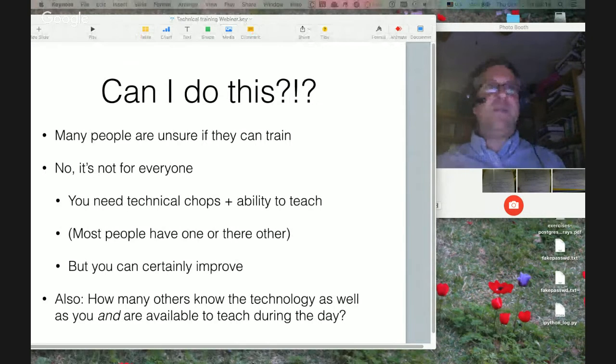Almost certainly yes, I'm guessing. Many, many, many people can train. Now, it's not for everyone, right? You need the technical chops. You need to be able to do the programming. And you also need an ability to teach, to stand up in front of people and talk and not get embarrassed, and to spend time honing your teaching ability, right?